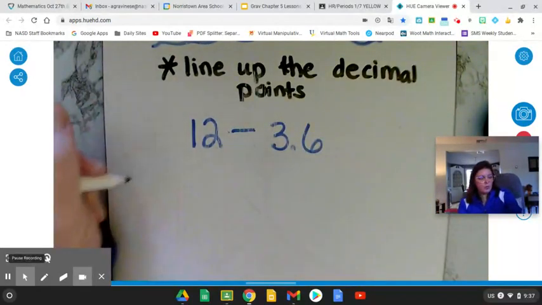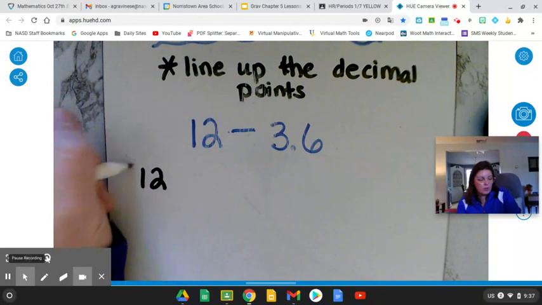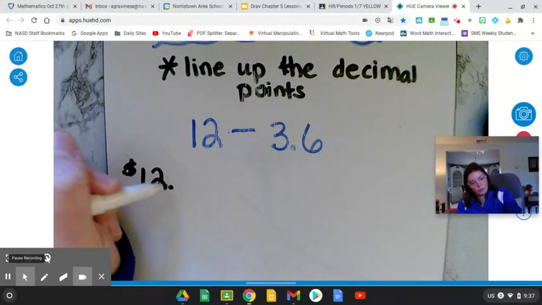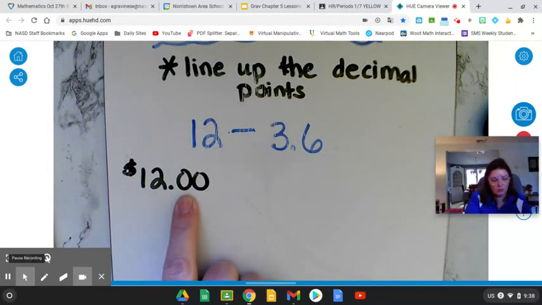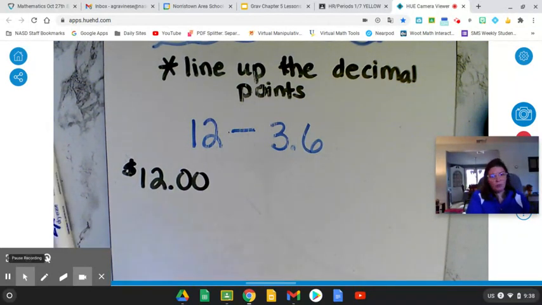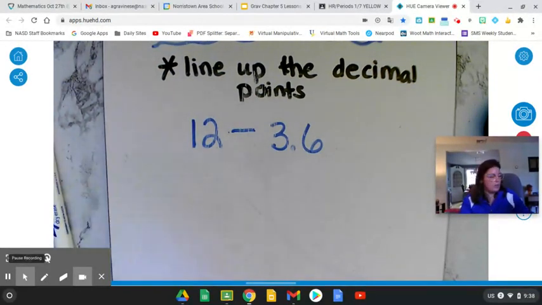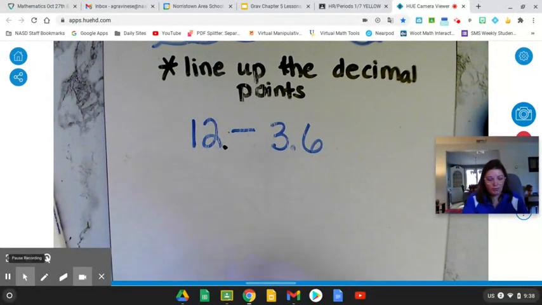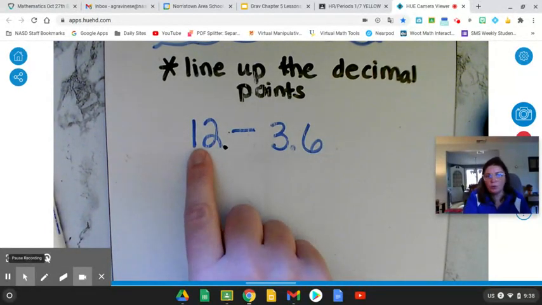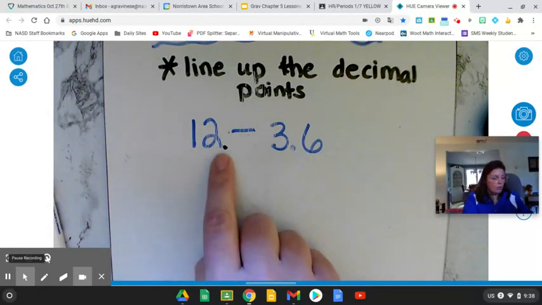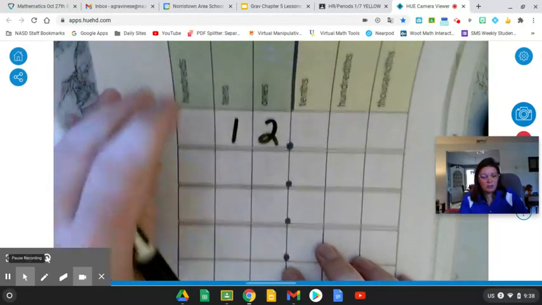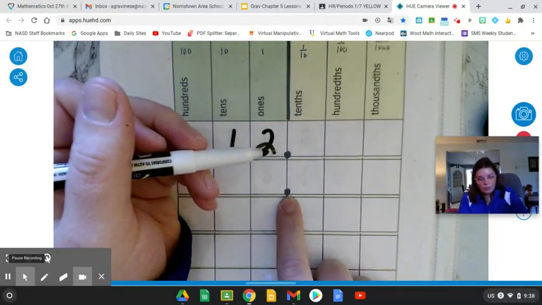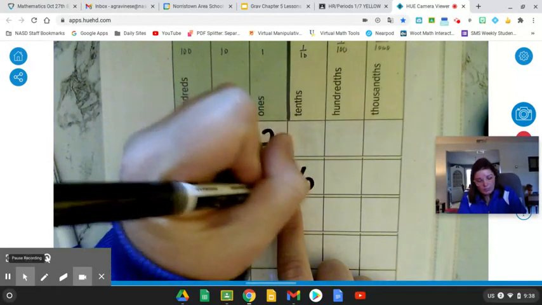Another way to write 12 is if you think of money and you have $12, we would put a decimal point after the 2 and put 2 zeros to show 12 whole dollars and 0 cents. So anytime you have a whole number, the decimal point lives after the ones place. It will never go wherever you feel like putting it. So we don't just put it in between or in front. It always goes after the ones. All right, now let's get our 3 6/10 in there. Here's our decimal point. 3 wholes and 6/10.